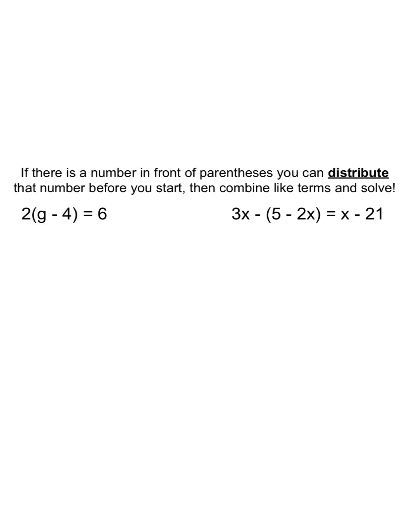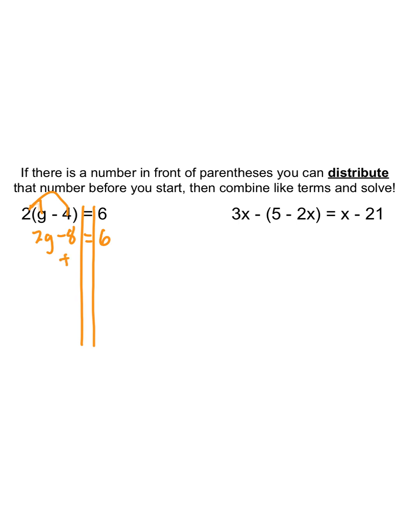All right. Now the last section, we have some distributive property. So I'm going to take this 2 and distribute it before I begin the problem. So 2 times g and 2 times negative 4. So 2 times g is 2g, and 2 times negative 4 is negative 8. The 6 on the right-hand side gets to stay.